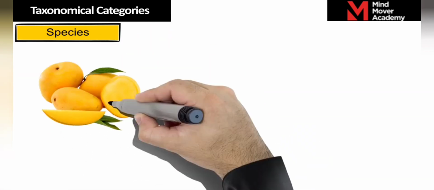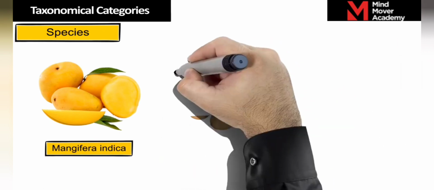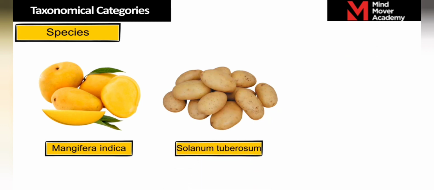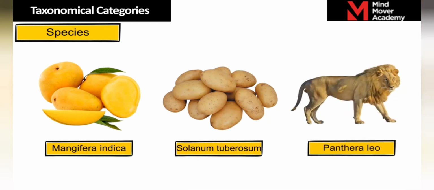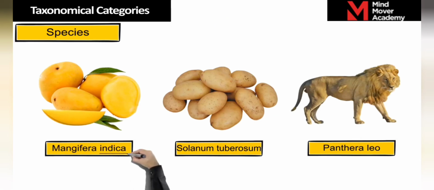Let's take the example of Mangifera indica, which is nothing but the scientific name for mango. And then let's also take Solanum tuberosum, which is potato, and Panthera leo, which is lion. So can you tell me, which species do they all belong to? Right, so here indica, tuberosum, and leo are the species to which these organisms respectively belong. Now you can easily differentiate between a mango, a lion, and a potato based on their morphology. And thus you know that these belong to different species. So we have 3 different species here.